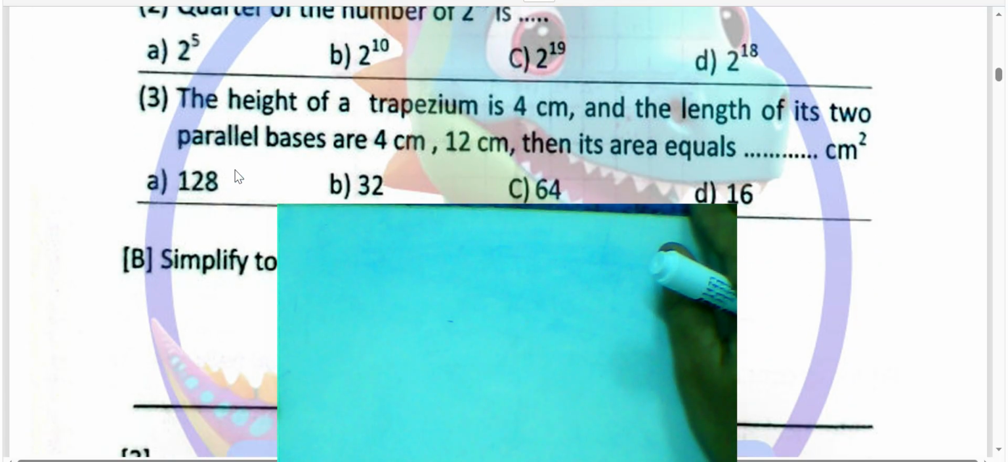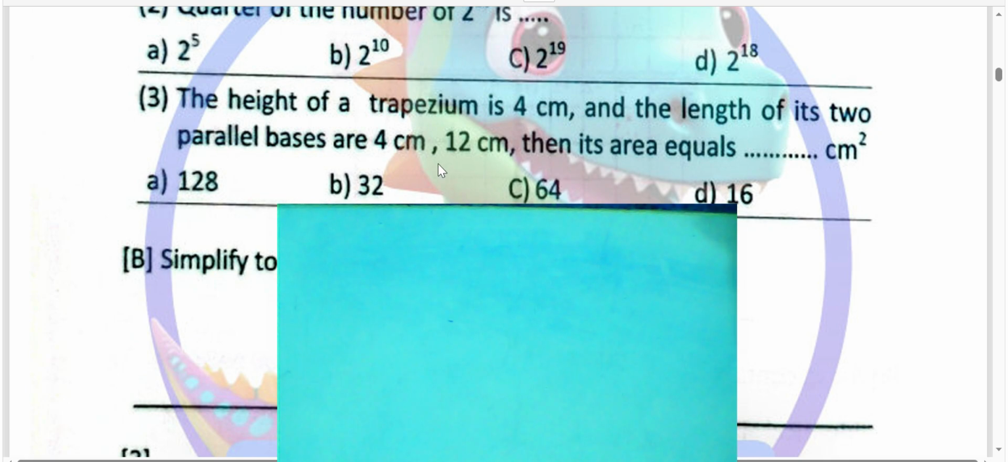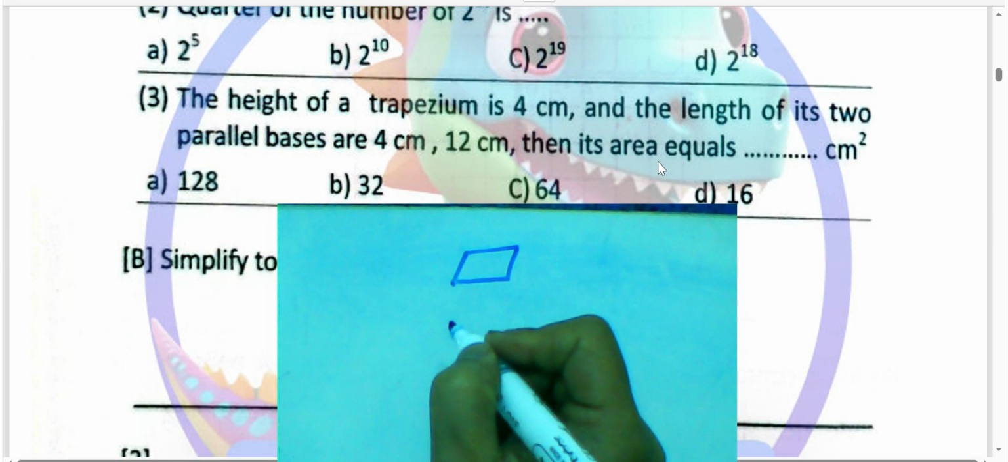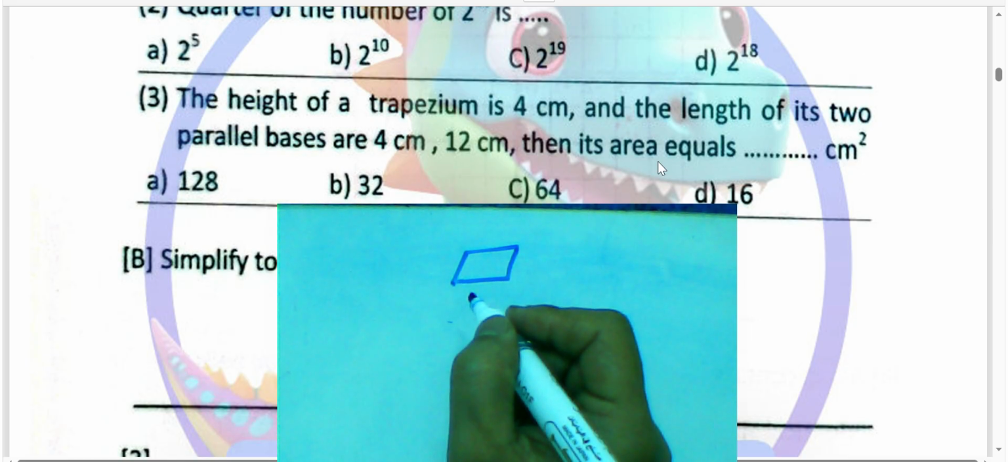Next question number 3. The height of a trapezium is 4 cm and the lengths of the 2 parallel bases are 4 cm and 12 cm, and its area equals. Okay, we have a parallelogram. The area of a parallelogram is base times corresponding height. He gave me here the height was 4.